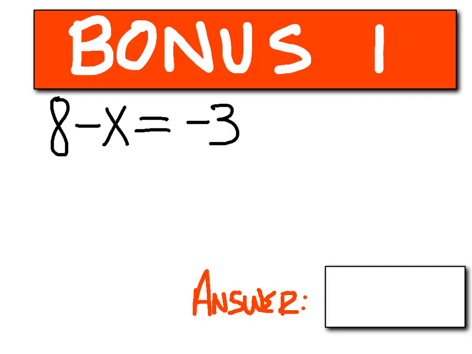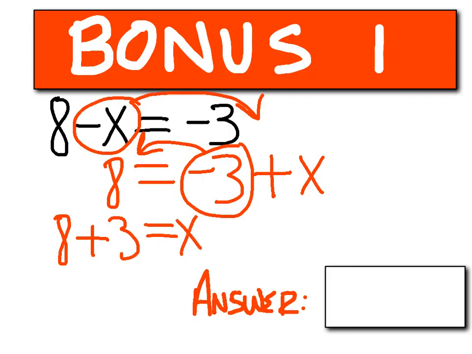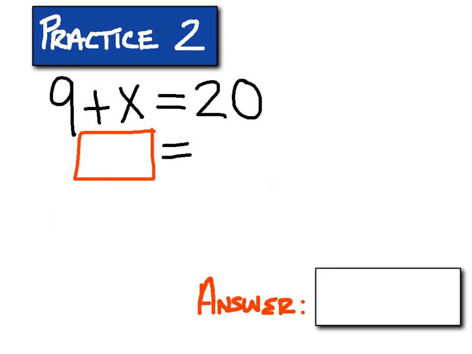Okay, bonus problem. Okay, for this one, remember we need to move our negative x to the other side. We have 8 left on the right and left, and then on the right we have -3 plus x. Remember, when you move your -3 to the left side, you need to change that to a +3. So your answer is going to be 11.